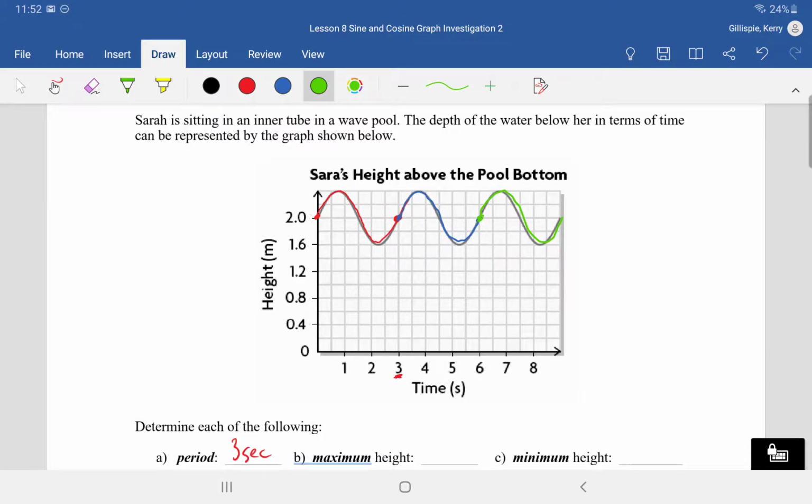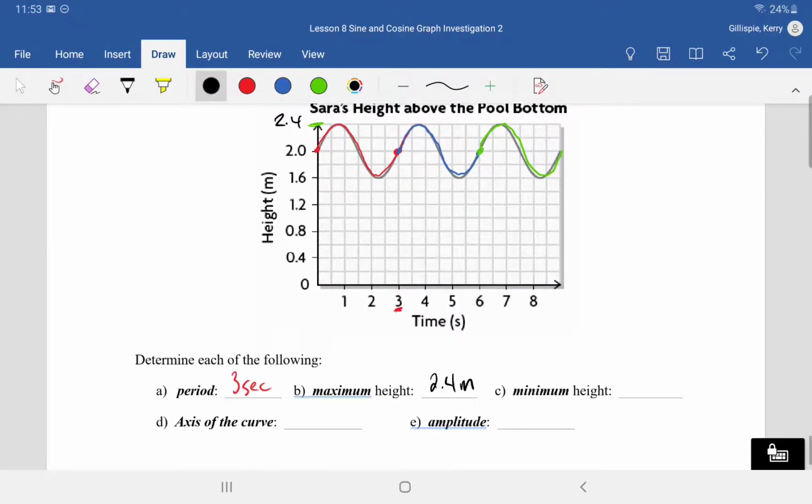Her maximum height, well, we need to look at our scale a little bit. Every 2 blocks is 0.4. So that means that this up here would actually be 2.4. And that is her height above the bottom of the pool. The minimum height she gets to is 1.6 meters above the bottom of the pool.